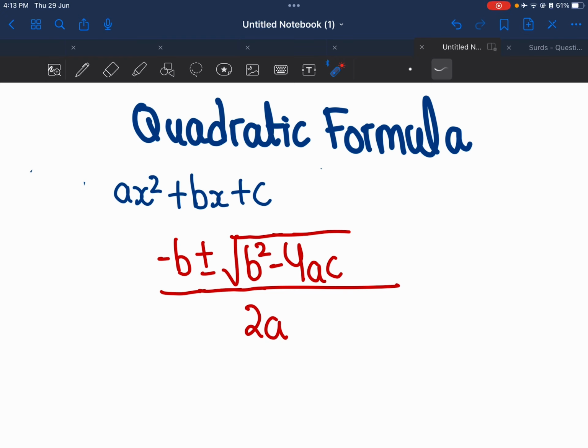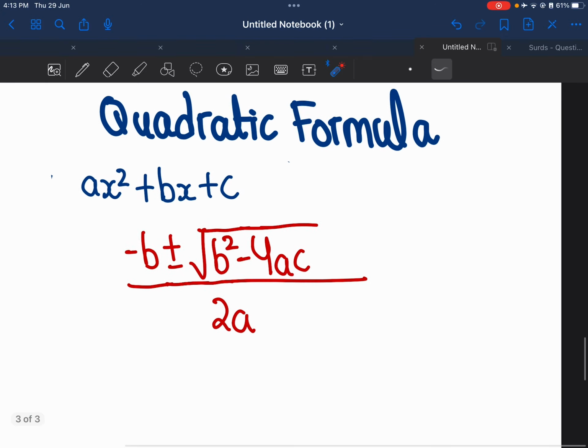Then you have the square root of the whole thing, b squared, which is the same format of b squared, minus 4ac. So minus 4 into a into c. Again, you just take these values, avoid the x here, and over 2a. So that's it for the quadratic formula.